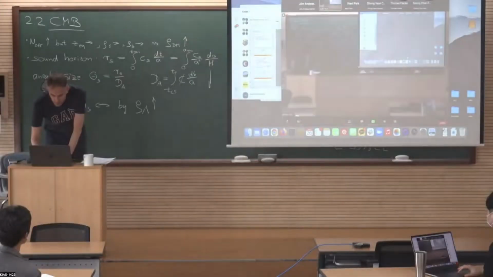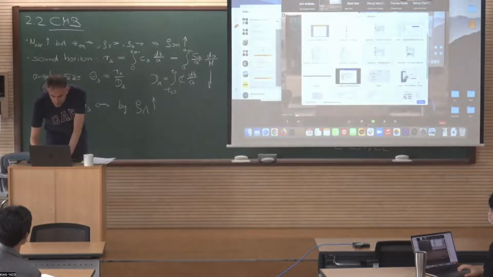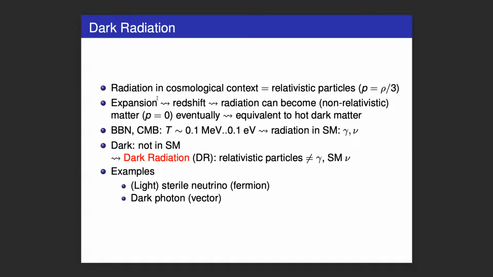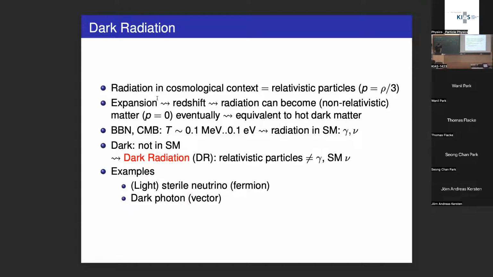Fix. Oh, that's weird. Well, let me try. Somehow my Zoom is not cooperating as much as I'd like it to, because I was still in full screen mode, probably.